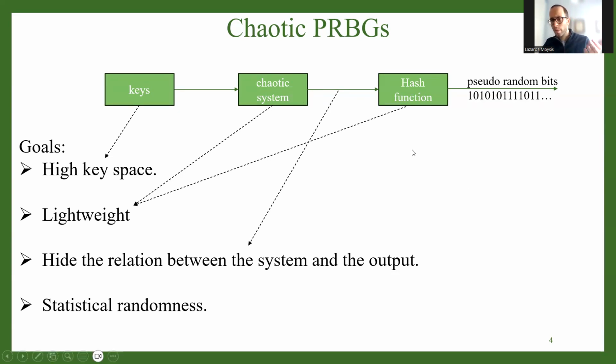And of course, after we do all of that to get our bits, obviously we want a random bit generator. So the bits should be statistically random, right? So we need to test that as well. So these are the basic goals when designing a chaotic random bit generator. Ideally, you want to have all of them being satisfied.